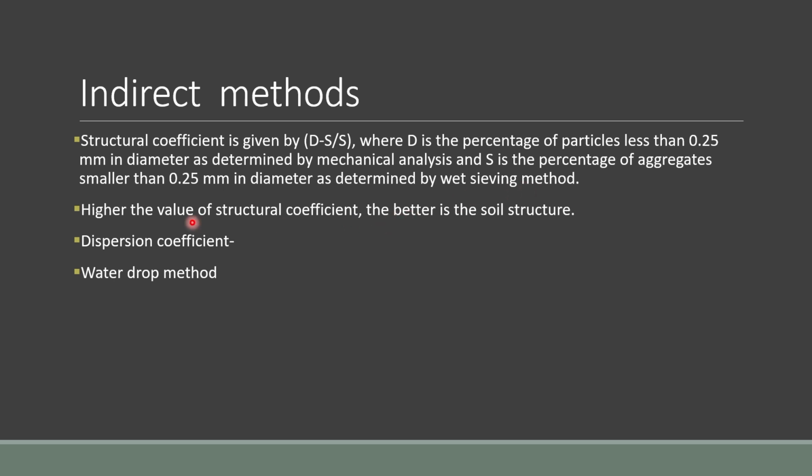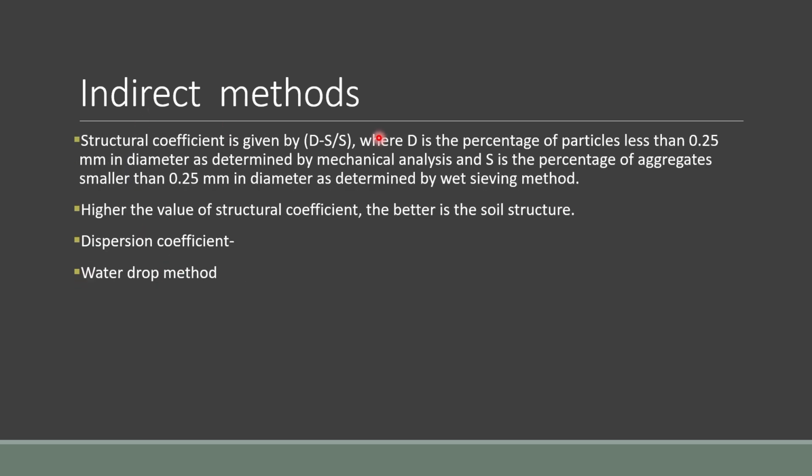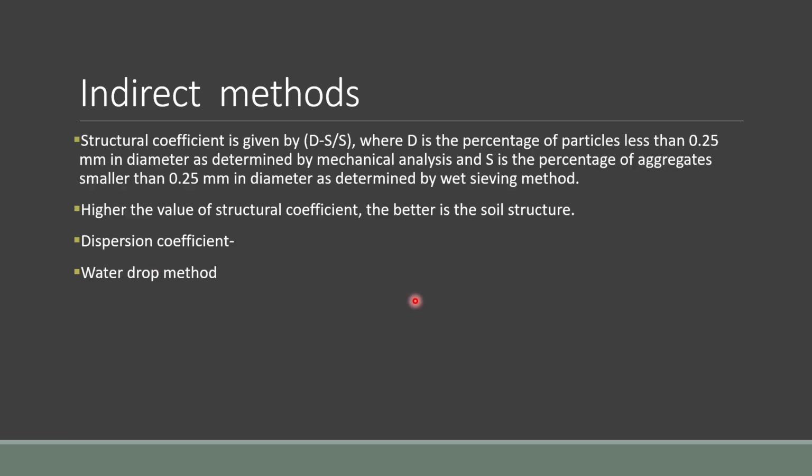The dispersion coefficient and the water drop method are also used for determining the stability of aggregates. So the structural coefficient should be more for better soil structure, and the stability index also should be more for better soil structure.